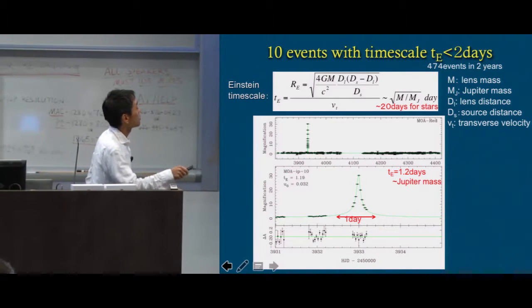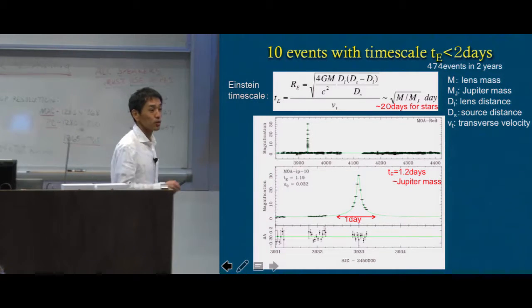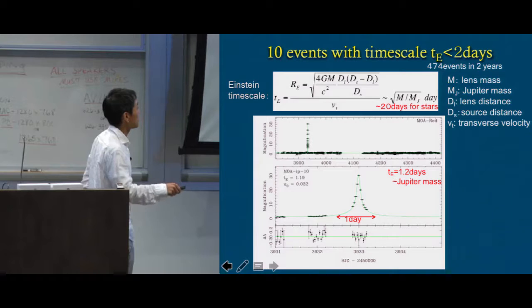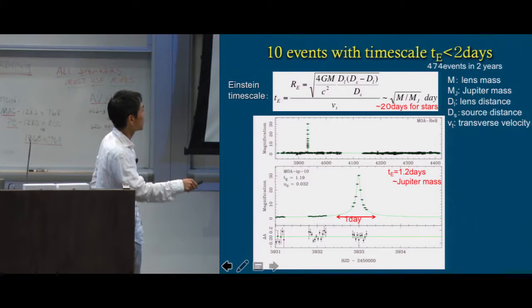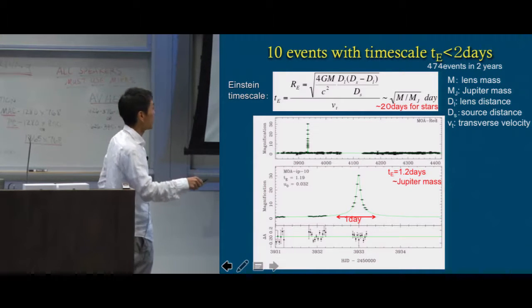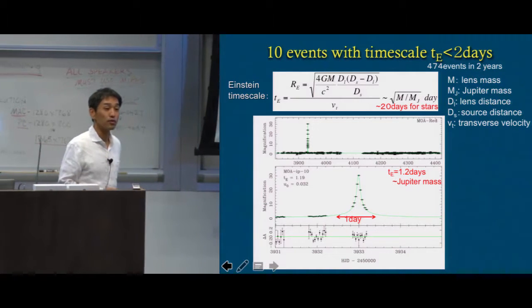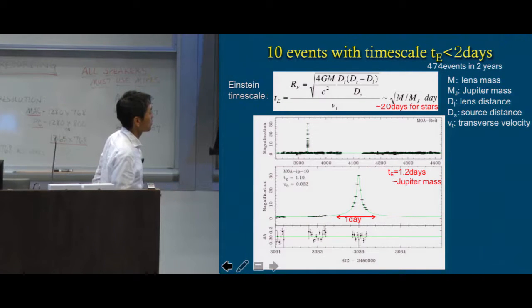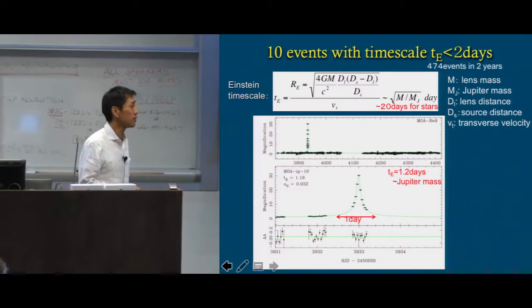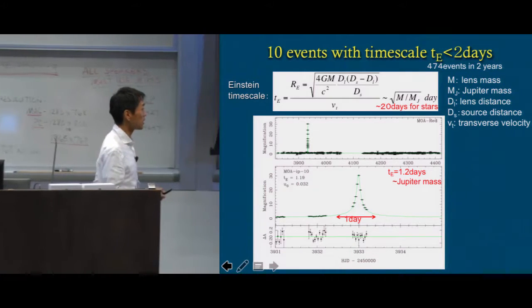This is the light curve during the 2 years, and there's one brightening episode here. So here is the zoom-up of the event. This bunch of data points is based on one night of MOA observation. As you can see, this event was magnified by 30 during the one night. And here is the residual from the best fit. The best fit Einstein timescale is 1.2 days. So this is likely a Jupiter mass object.